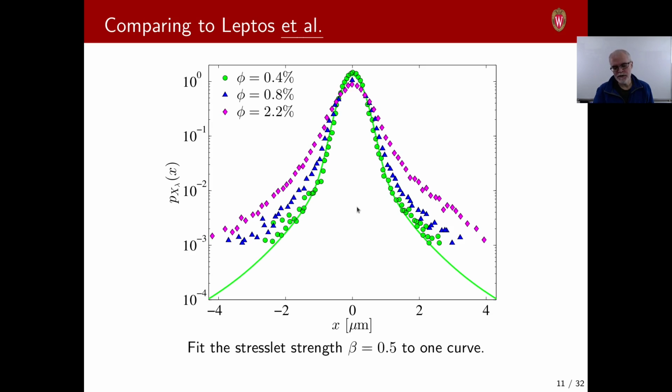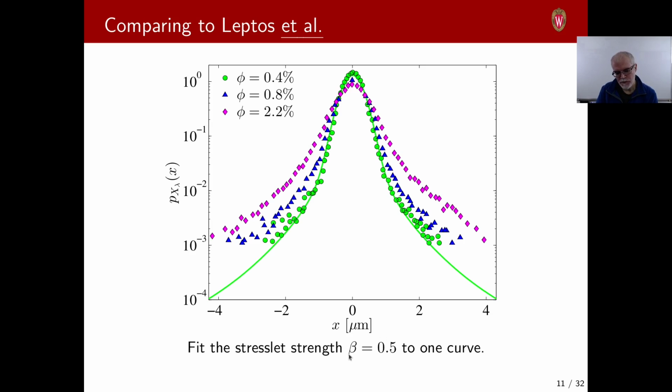And here's a comparison to the experiments of Leptos et al., so the Goldstein experiments from the late 2000s. And so the dots, of course, are their data, and they measured the probability density of displacements at different volume fractions, which is almost the same as number density. So this is increasing volume fraction. As you see, the displacements get bigger, the distributions get wider at higher volume fractions.